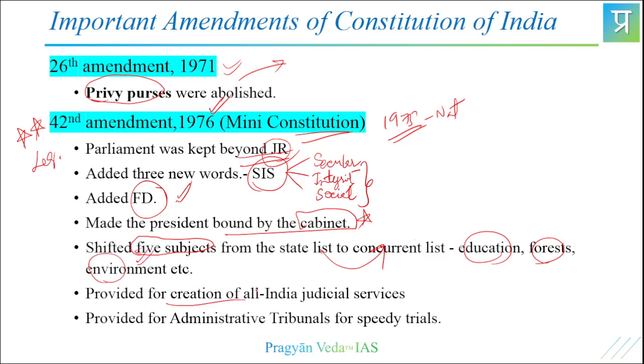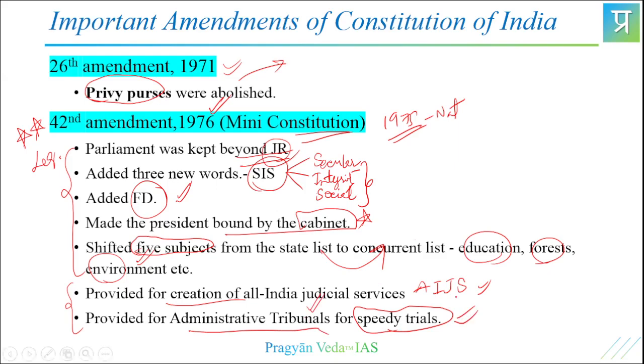It also provided for the creation of the All India Judicial Services. Beyond all these centralizing tendencies, some good governance based decisions were also made. There were provisions for the creation of All India Judicial Services, right. Then administrative tribunals were also formed, because there was a lot of backlog of cases in the mainstream judicial systems like courts, and therefore administrative tribunals were formed for speedy redressal of cases.